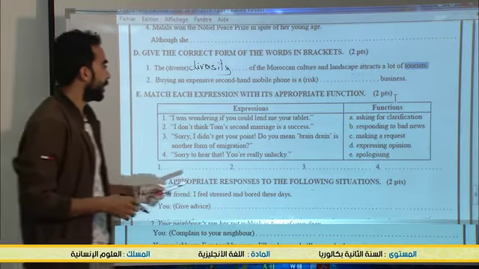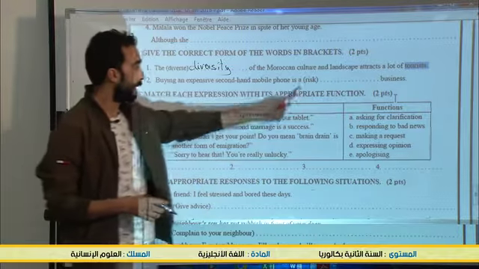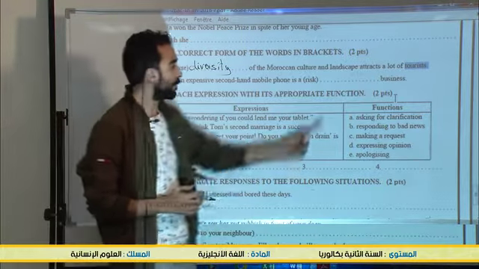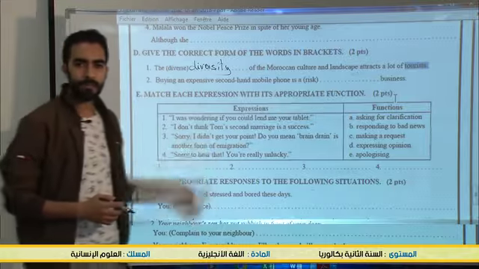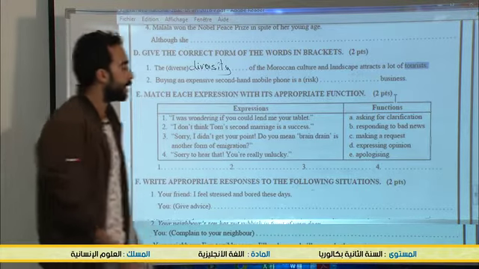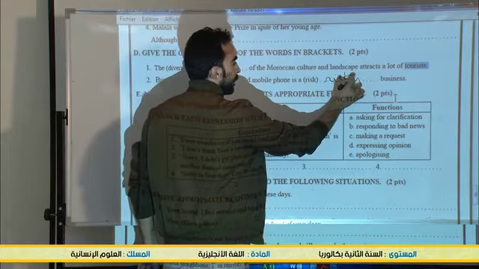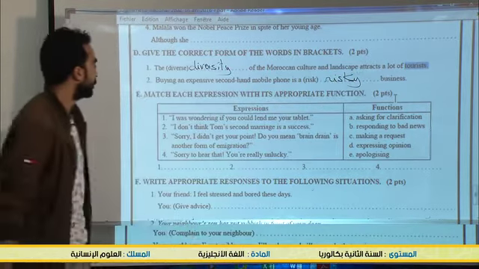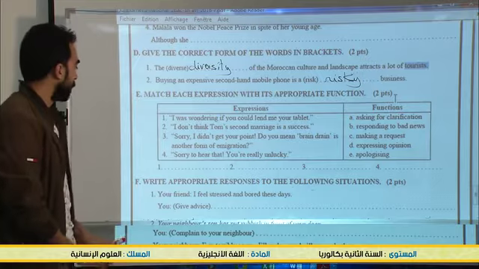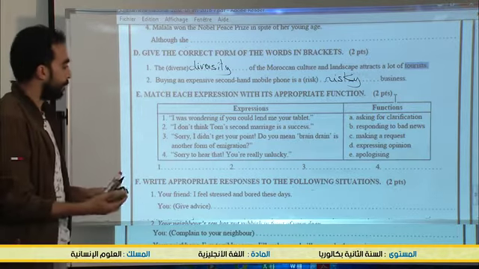Buying an experienced second-hand mobile phone is a risk business. So here we have a noun, but we should find the adjective to describe business. So what is the adjective of risk? Of course, it is risky. It is a risky business. Good. So let's move to the last exercise in this lesson.